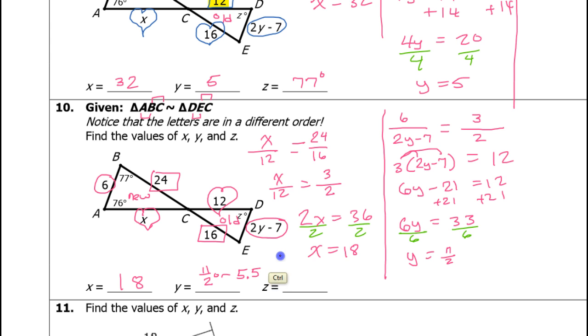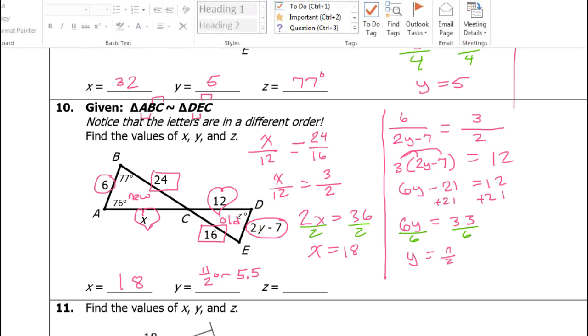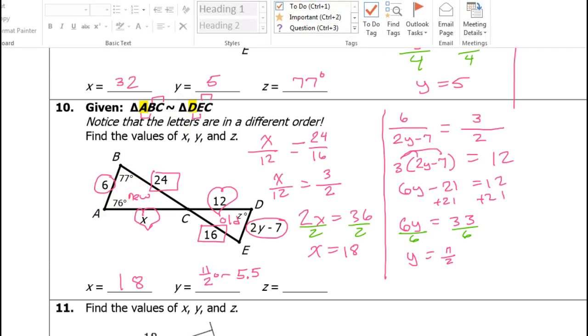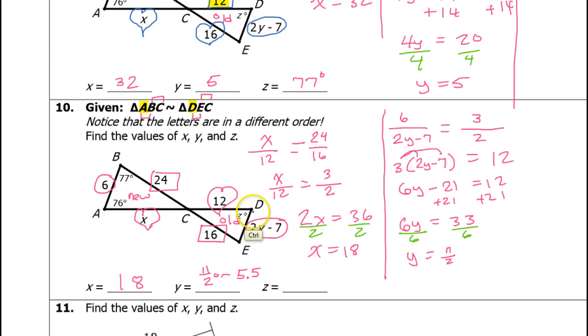So that just leaves z. I don't think I will need to do any calculations. Z is the measure of angle D. And as you can see, angle D corresponds with angle A, and angle A is 76. So that means angle D is 76, which means that Z is 76.